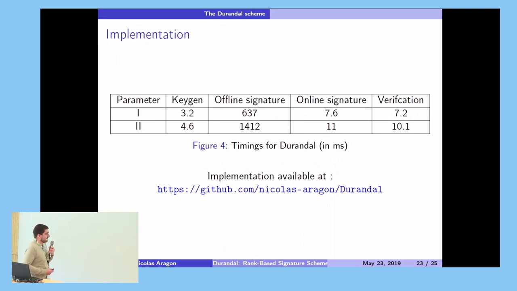And in terms of timings, so keygen and verification are really fast. The timings here are given in milliseconds, but as you can see, the signature phase is kind of slow. But an interesting feature is that you can split the signature phase into an offline signature phase where you don't need your server to be online, and you don't have to know what message you are going to sign to perform this phase. So you can do that ahead of time. And then if you've done all that, then the online signature phase is really efficient.